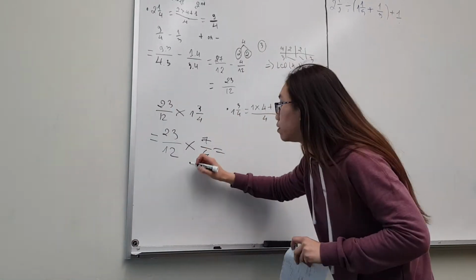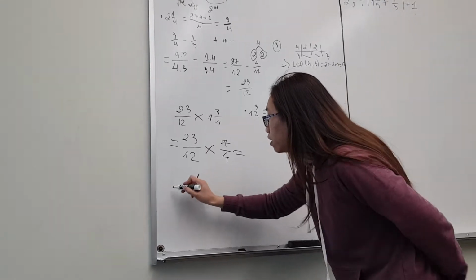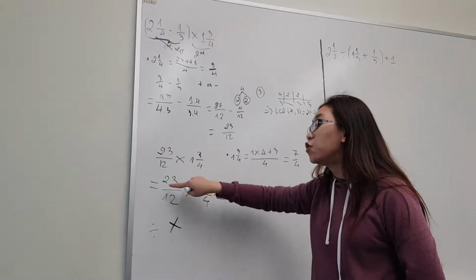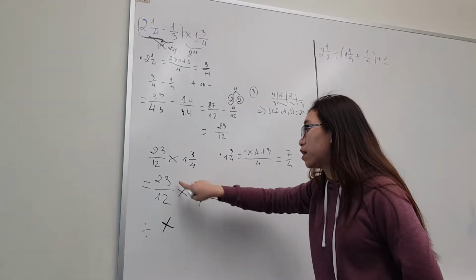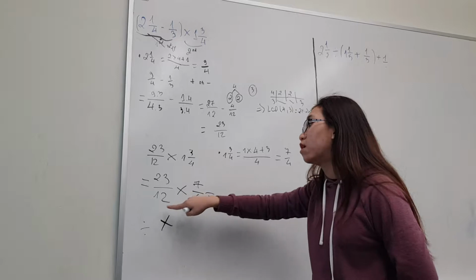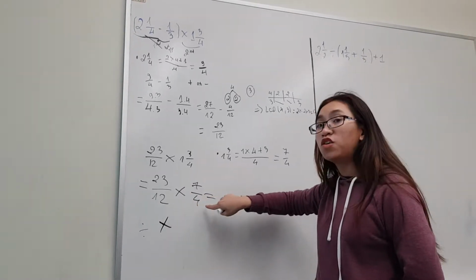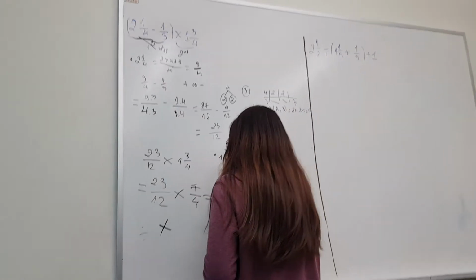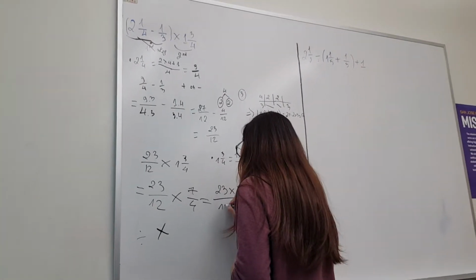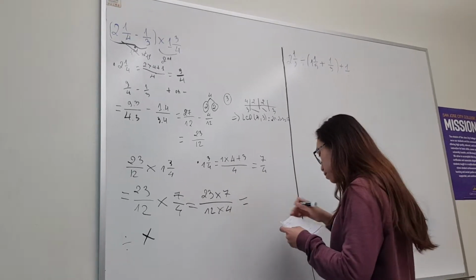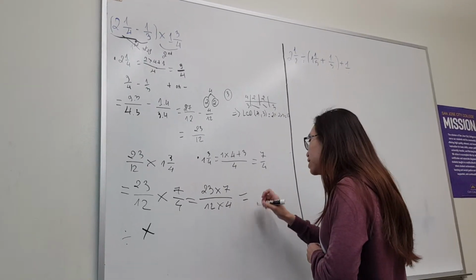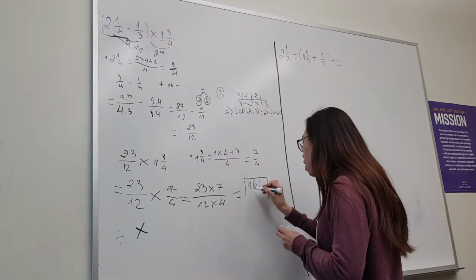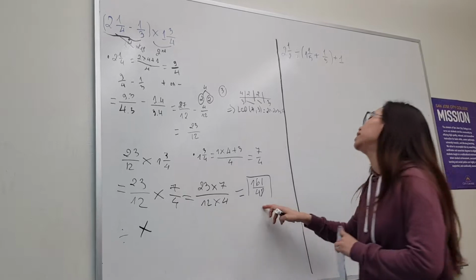When you see divide or multiply, you do the math numerator multiply or divide numerator, and denominator over denominator, divide or multiply denominator. It's different from minus or add. And my answer is 161 over 48. This is my answer.